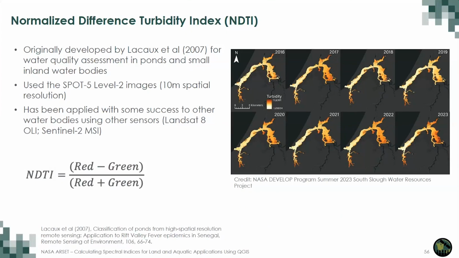The figure on the right is from one of the most recent NASA Ames DEVELOP Program projects, which aim to study the impacts of water quality on the distribution of eelgrass in the South Slough National Estuarine Research Reserve in Oregon. Here, it was assumed that most of the turbidity in the slough was caused by sedimentation and organic debris.